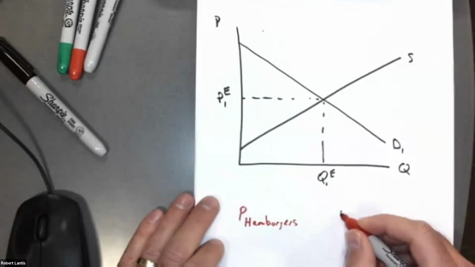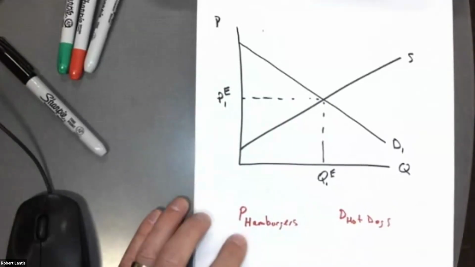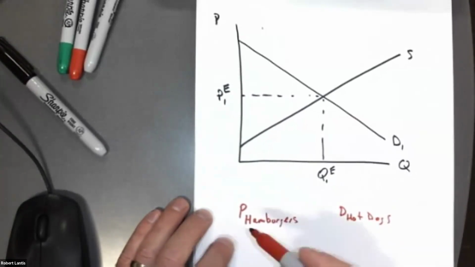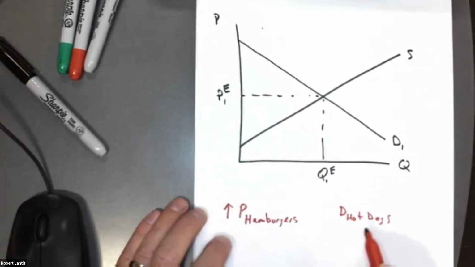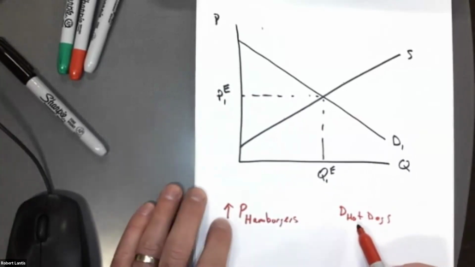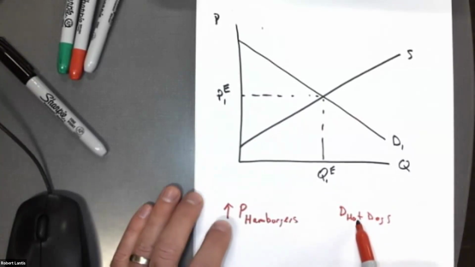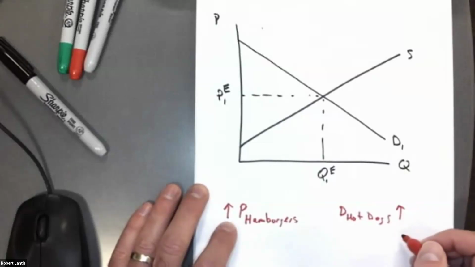And I'm thinking about, these are substitutes in consumption for hot dogs. Well, let's say the price of hamburgers goes up. Okay. What's going to happen to my demand curve for hot dogs? Well, if these are substitute goods, when the price of the other good goes up, what happens to the demand for this good? People are less likely to buy hamburgers, more likely to buy hot dogs. So we're going to see an increase in demand.